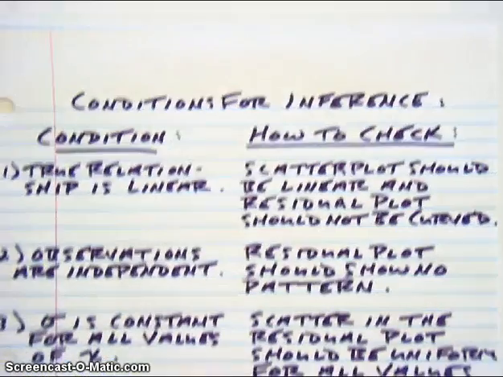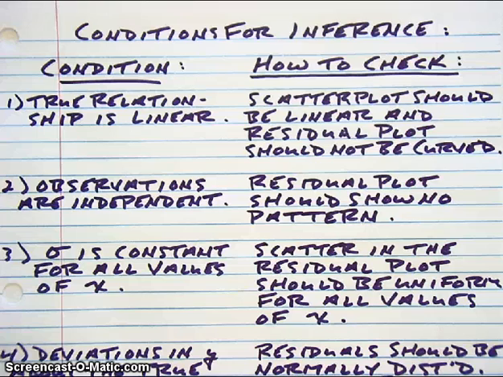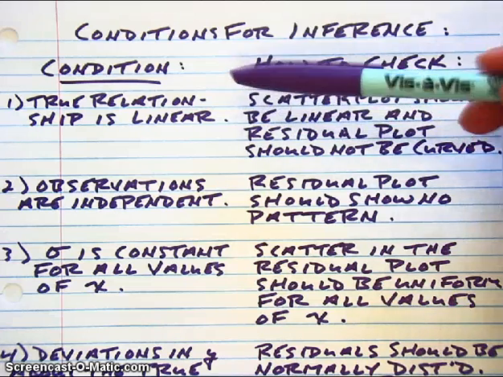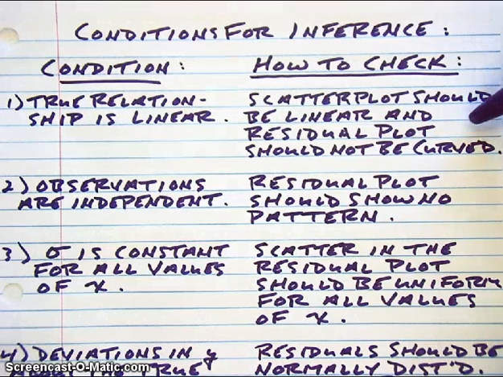Now, when you're doing this kind of inference from specific data values, trying to answer some questions about the true relationship, these are the conditions that should apply. First condition is that the true relationship is linear. The way you check that is you look at your scatter plot. The scatter plot should be linear. If it's noticeably curved, you should straighten it before you go on and then see if you can do this process after that. We'll talk about how to straighten scatter plots in a few days.